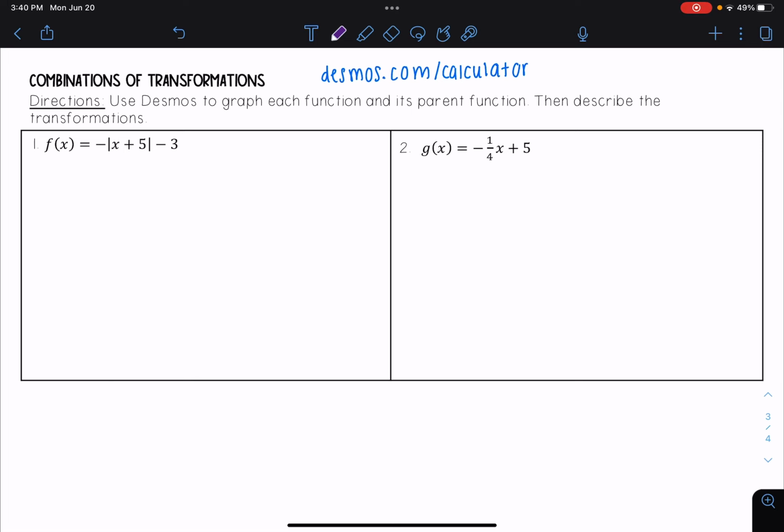So here I have f of x is equal to negative absolute value of x plus 5 minus 3. So first I need to identify what the parent function is. Here I know the parent function is my absolute value function, and so the parent function is f of x is equal to the absolute value of x.